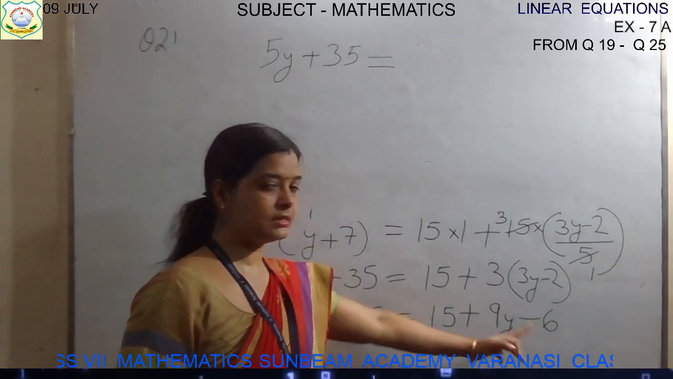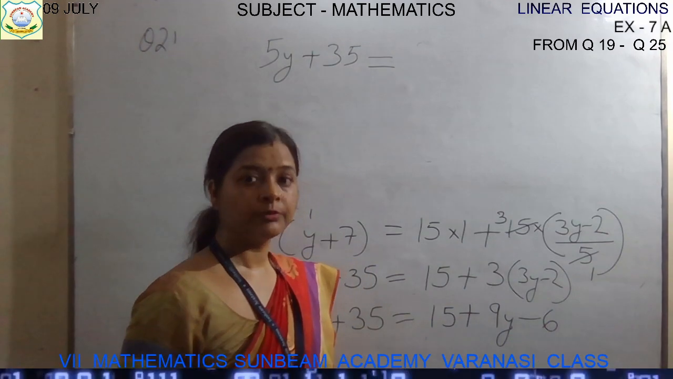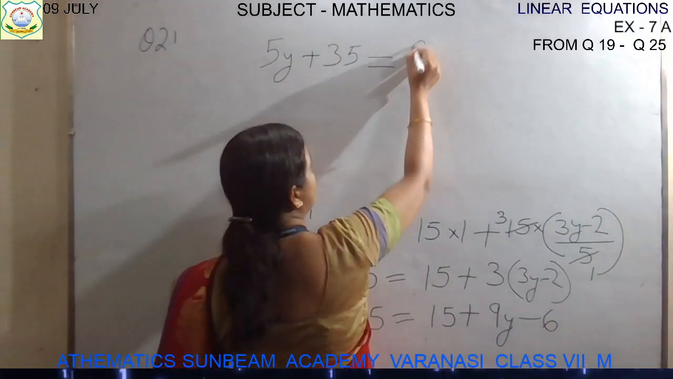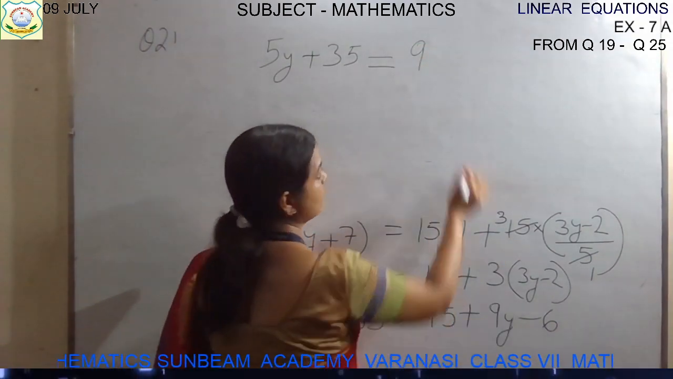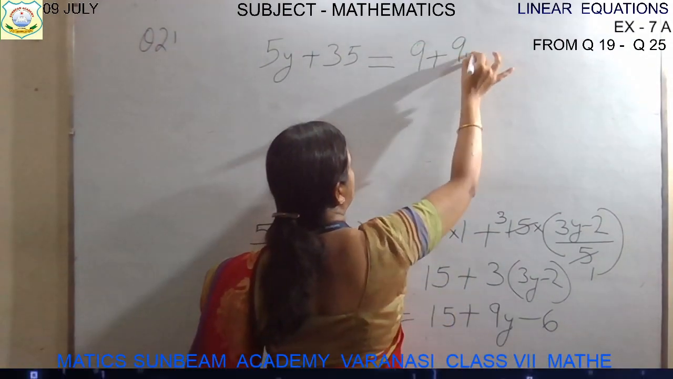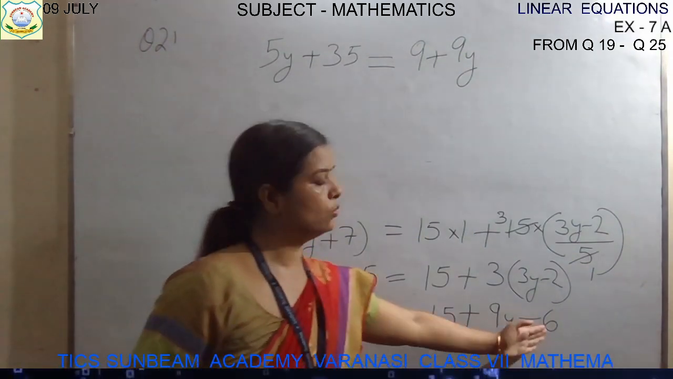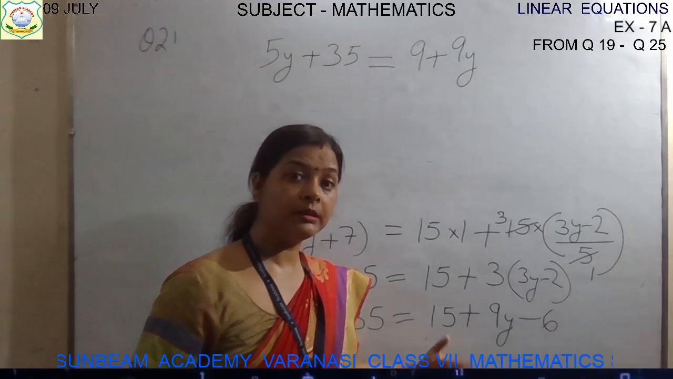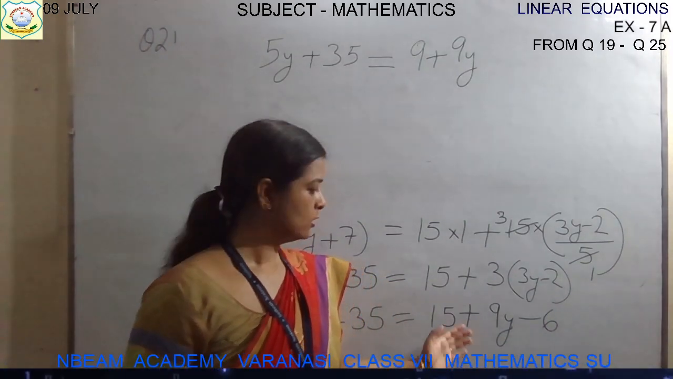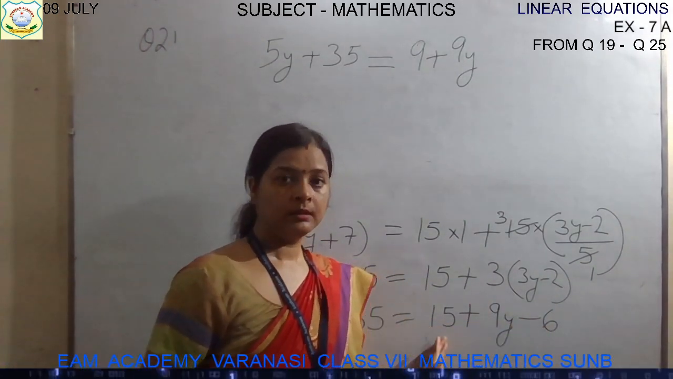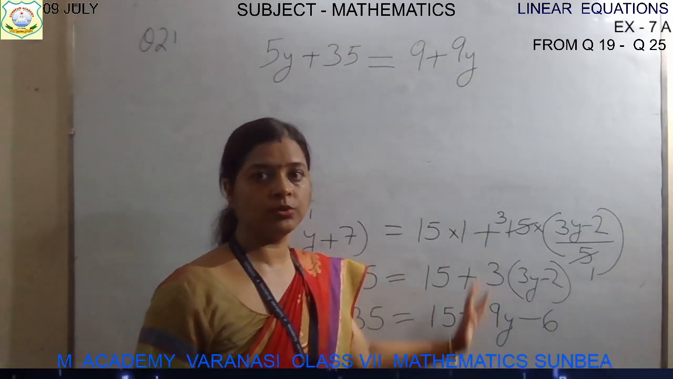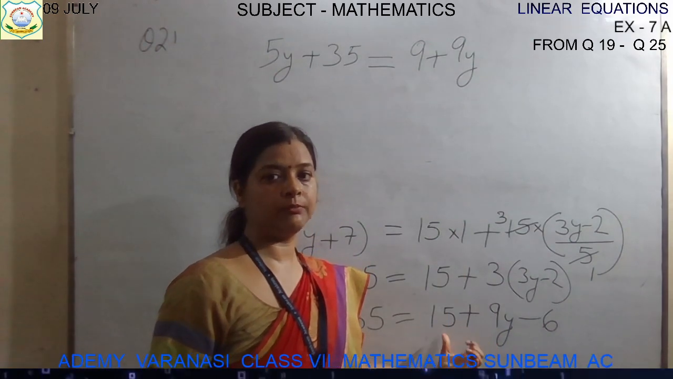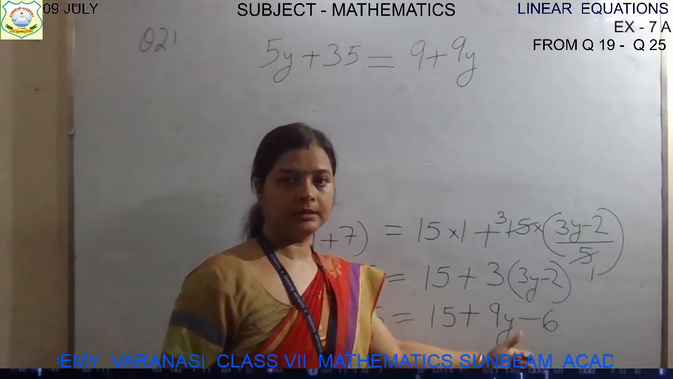Now the next step is 5y plus 35 is equal to 15 minus 6, children. What is 15 minus 6? 15 minus 6 is 9. So 9 will be left, plus 9y, the variable term. We can only do calculation among the constant terms or the variable terms with each other. So 15 minus 6 we can subtract, so 9 will be left. We can't do addition or subtraction between a constant and a variable term.